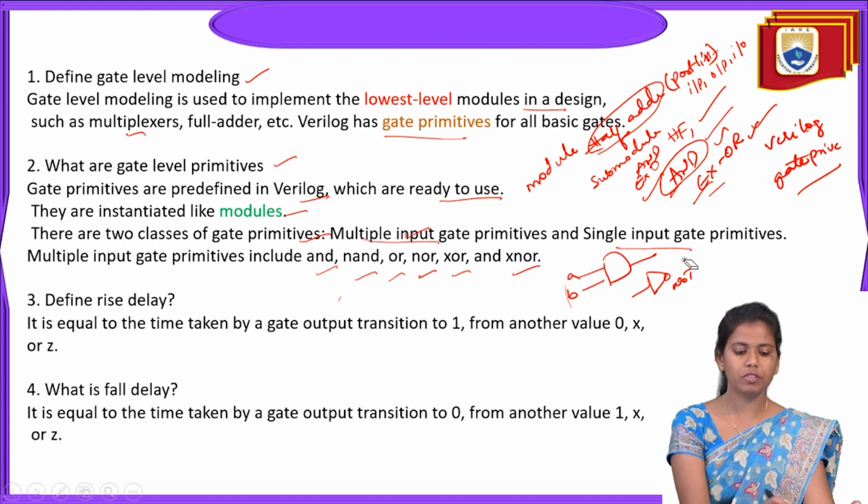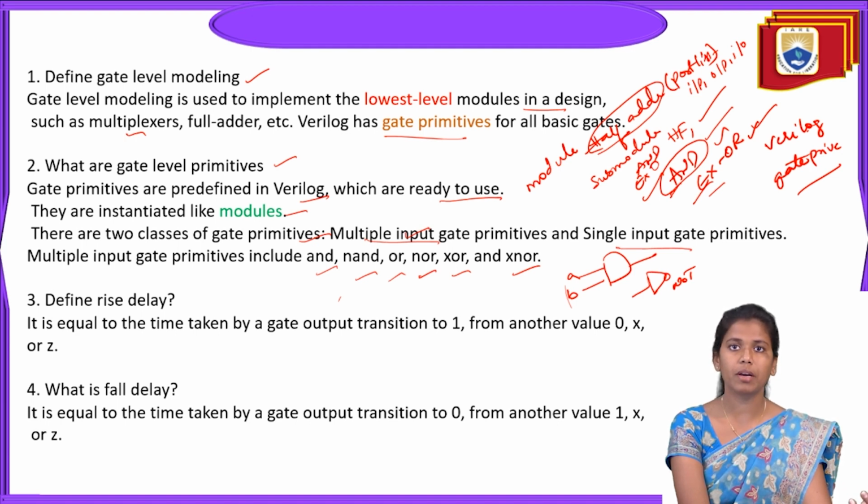So in gate primitives, we have discussed that they can be accessed easily from the library, and they are instantiated with the help of a name given by the module. They are categorized into two types: multiple input gate primitives and single input gate primitives. Multiple input gate primitives are AND, OR, NOR, XNOR and so on, because more than one input can be given. For single input gate primitives, only one input can be given to that particular gate, and an example is the NOT gate.